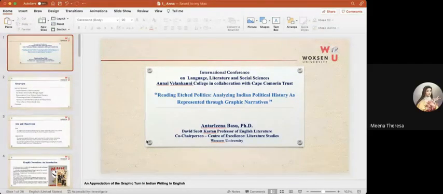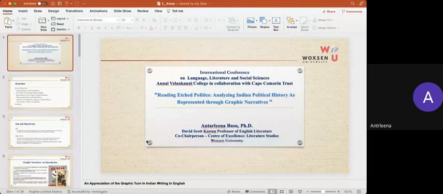Okay, ma'am. So today my topic is titled Reading Etched Politics, Analyzing Indian Political History as Represented Through Graphic Narratives. What I'm basically going to do is showcase how political history is represented in graphic literature, and what narratives writing alone cannot capture can be captured by the images.